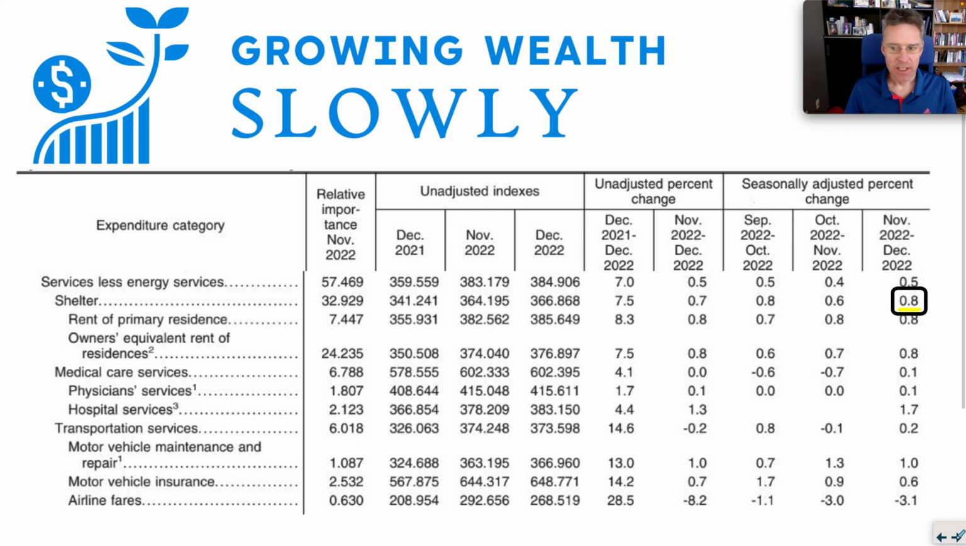So diving into that shelter number, month over month, it came in at 0.8%. So it's really staying high and got worse compared to the previous month. I was hoping with these high rates and hearing that the housing market is slowing down, we might start seeing less inflation, but that has not happened yet.